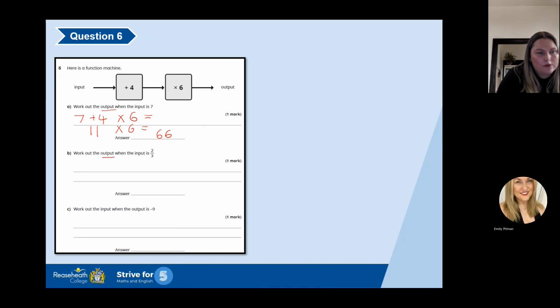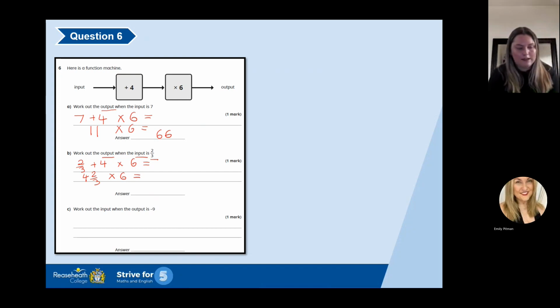B, work out the output when the input is 2/3. So I'll write it out. So we've got 2/3 add 4 times 6 equals. So again, I'm going to do 2/3 add 4, which is 4 and 2/3, times 6 equals. So I can put that directly into my calculator using the mixed fraction button. So 4 and 2/3 times 6 equals 28.